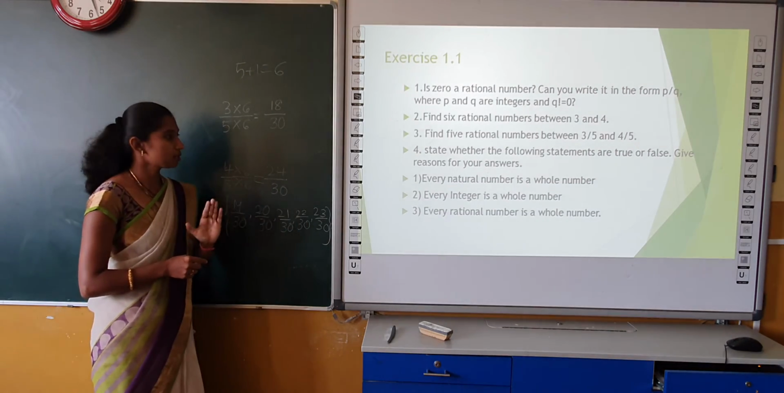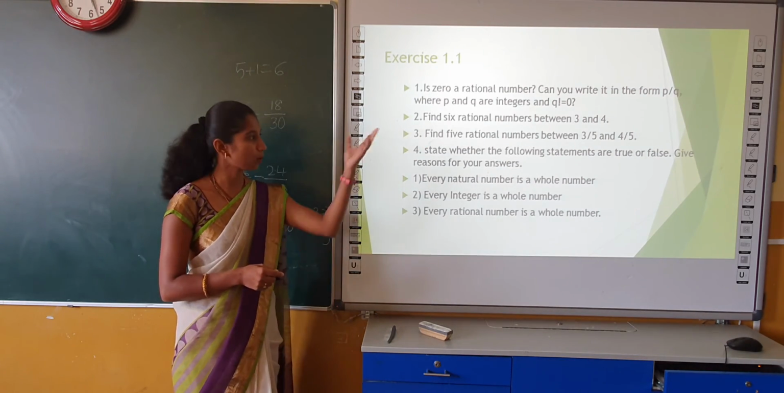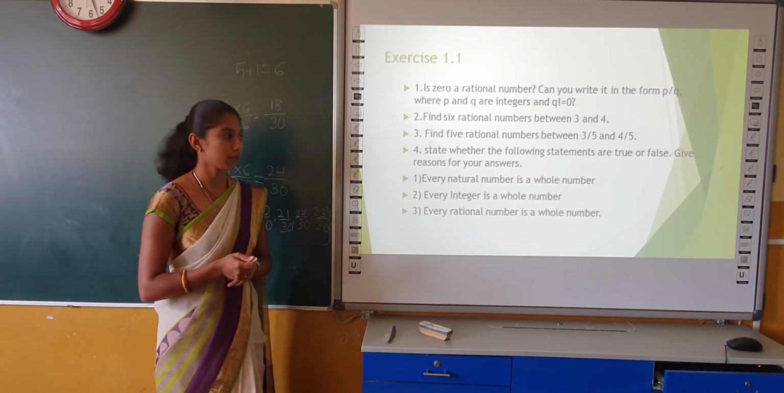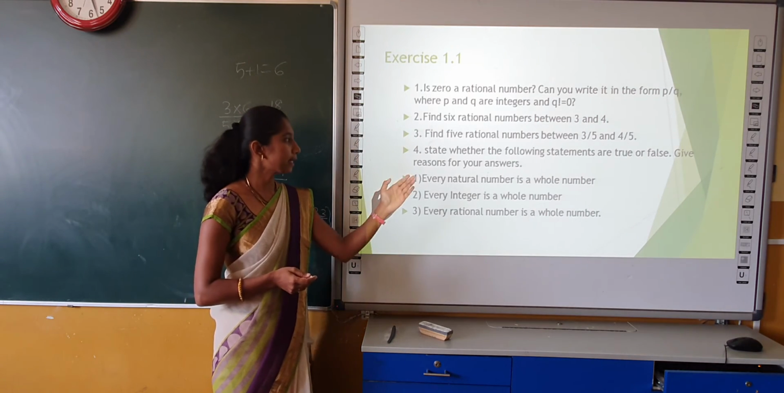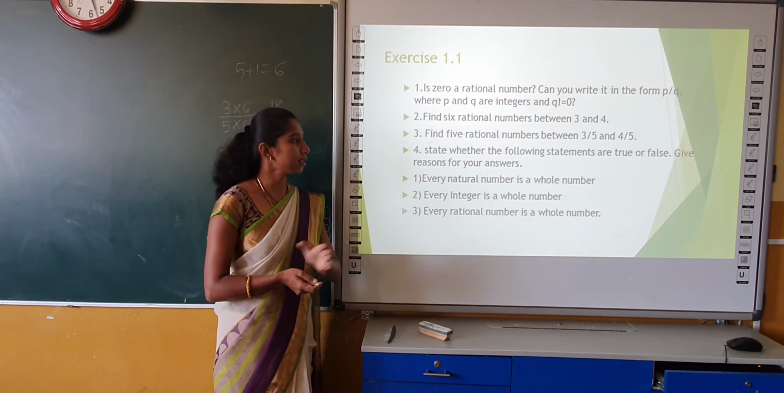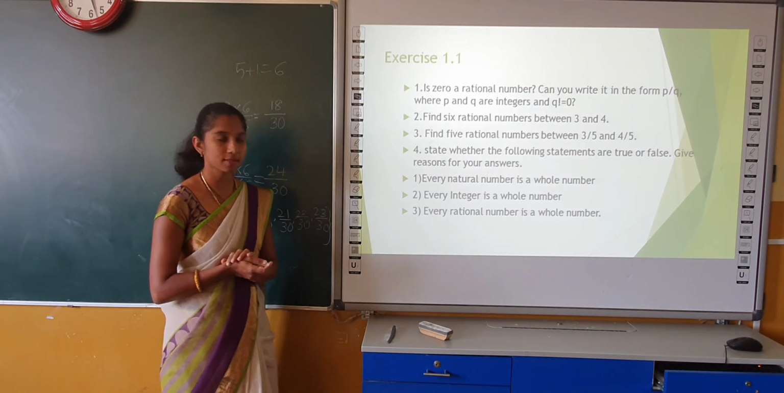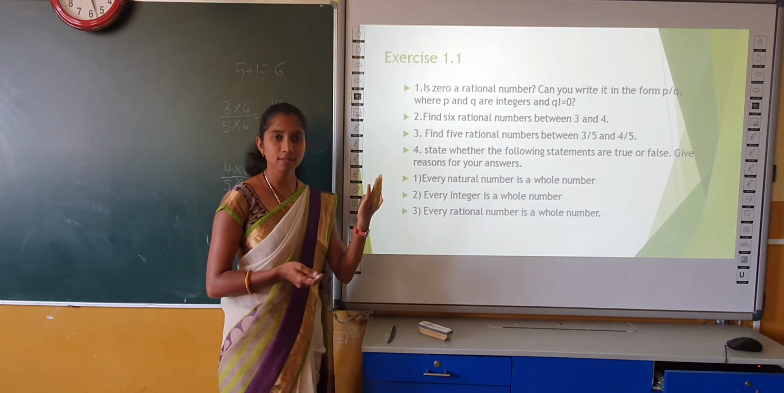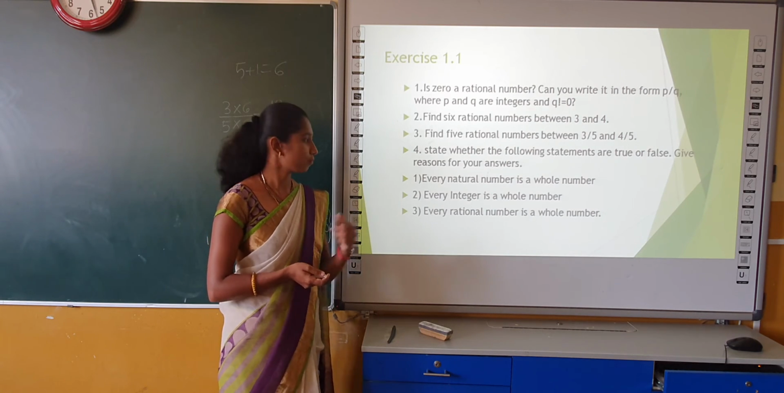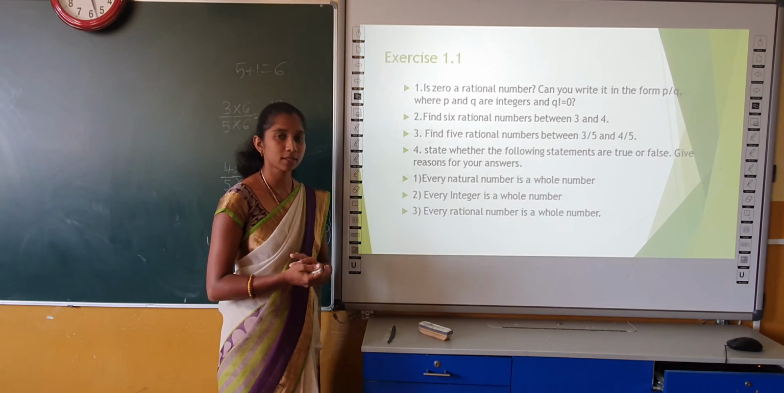This is the same procedure we have to apply for rational numbers, and also for integers like 3 and 4, 5 and 7. Now I take up the next problem, the fourth one: state whether the following statements are true or false. Give reason for your answer. We discussed the same question in the previous slide, in example one. I just added these questions also. Let's recap those points now.